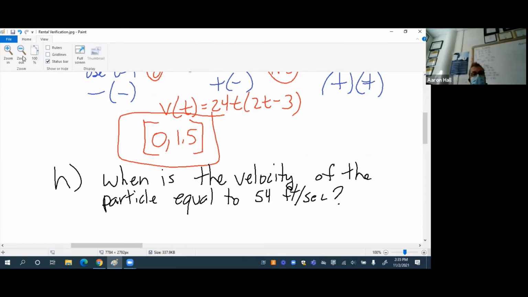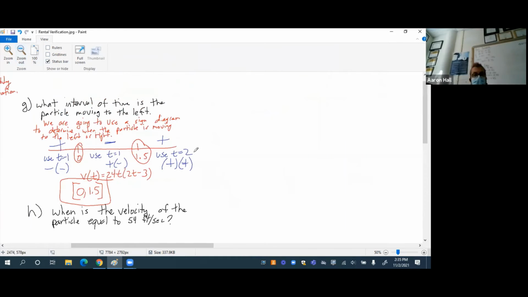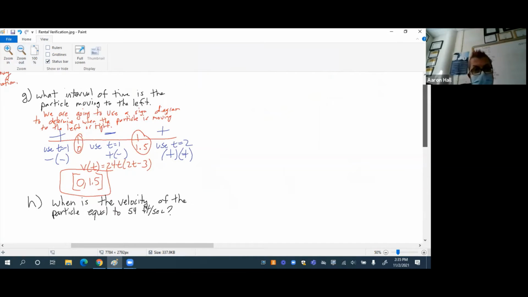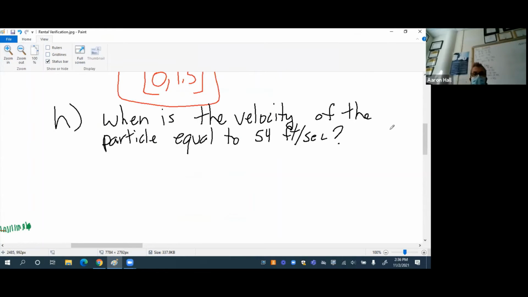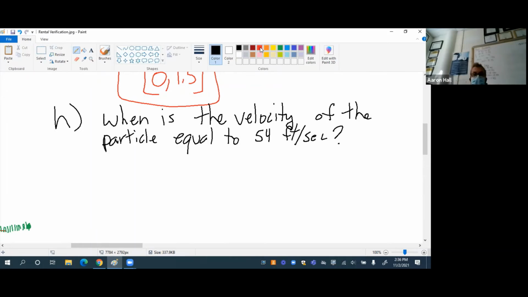Is everybody caught up? Is that too small? Probably. How do we do that? When is the velocity of the particle equal to 54 feet per second? How do we figure that out?